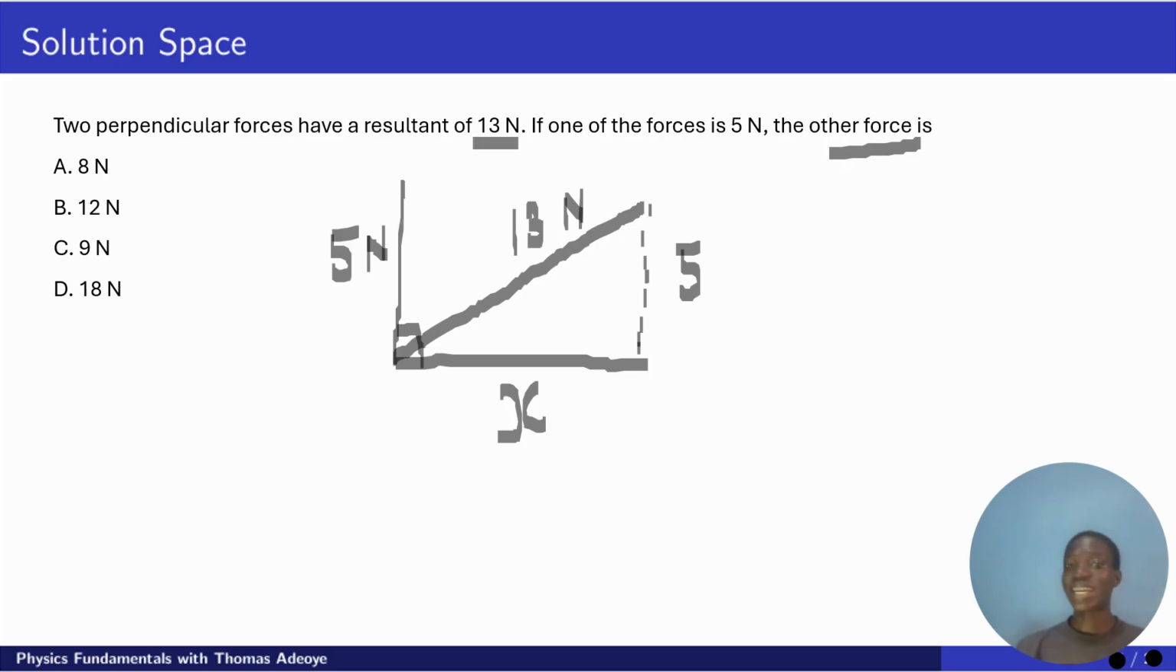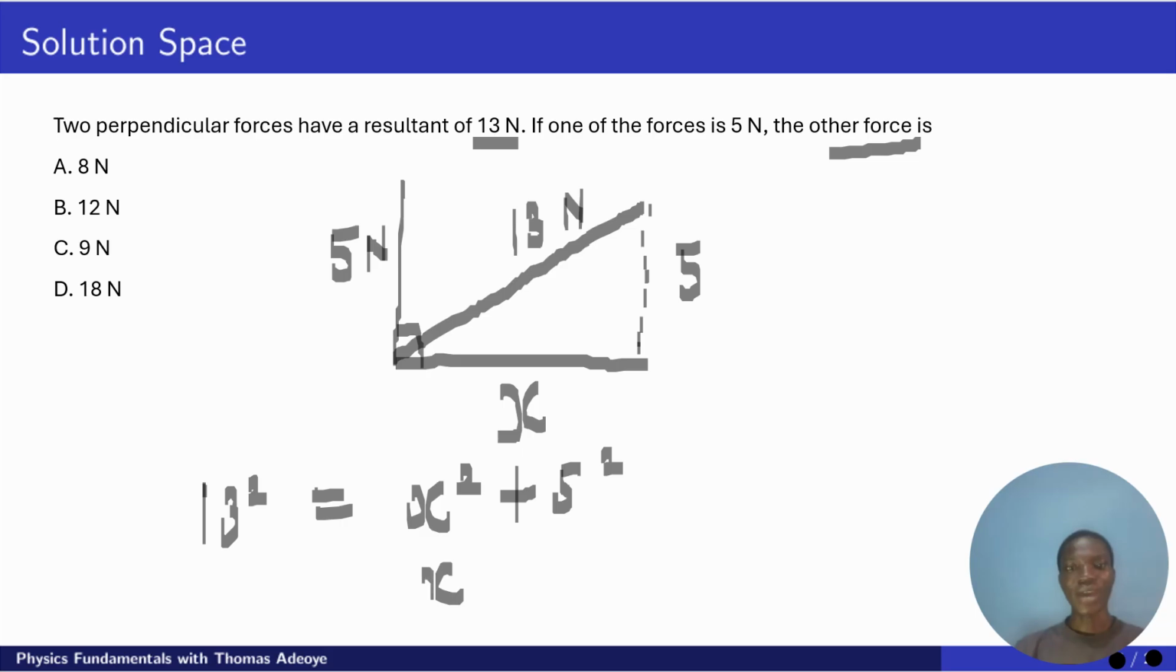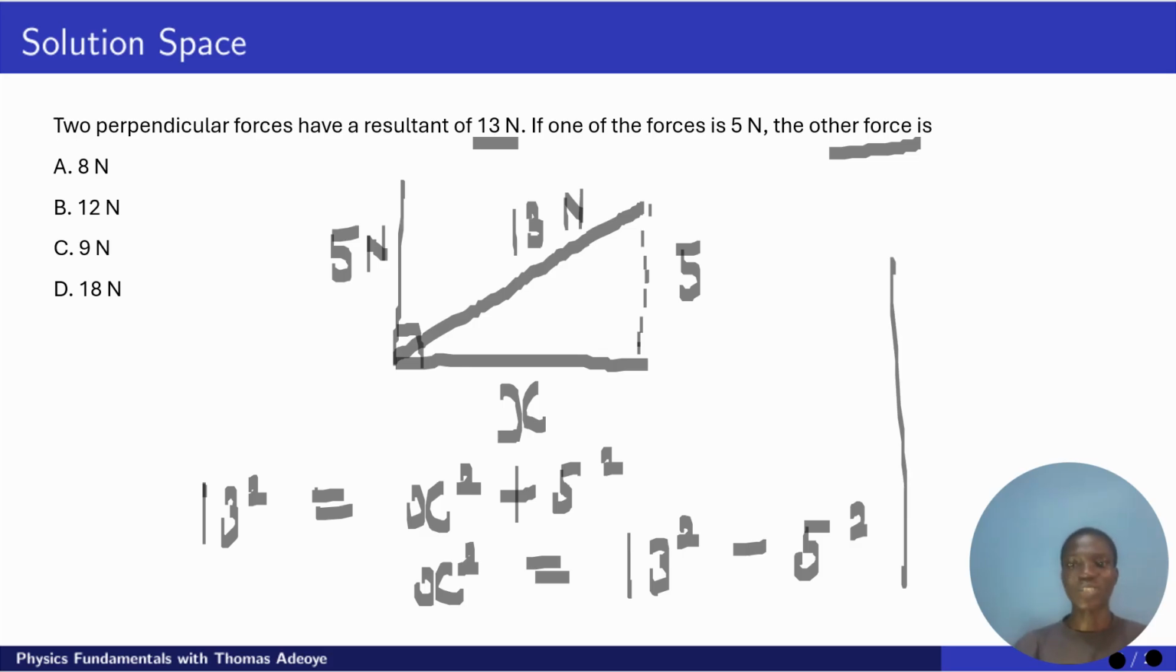By using Pythagoras theorem, we know the resultant, which is 13, so 13 squared equals x squared plus 5 squared. Then x squared will be 13 squared, which is 169, minus 5 squared, which is 25. If you do it well, that should be 144. Then x will be the square root of 144, and that will be 12 Newton. So the answer is B.